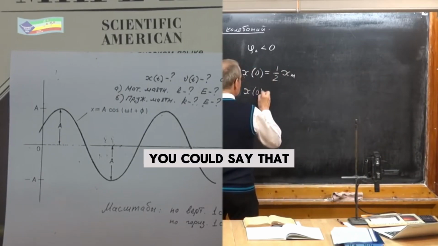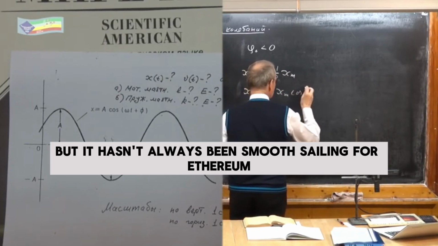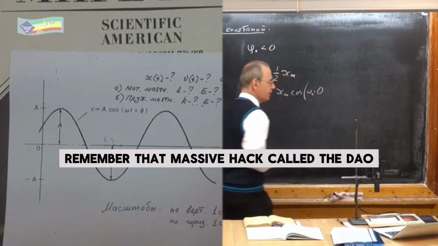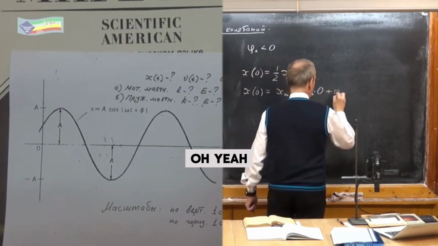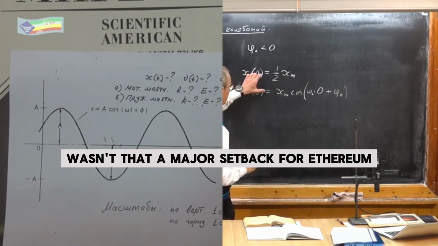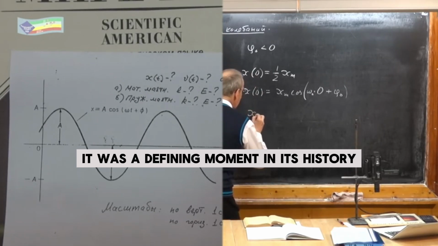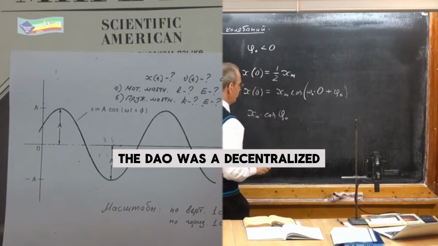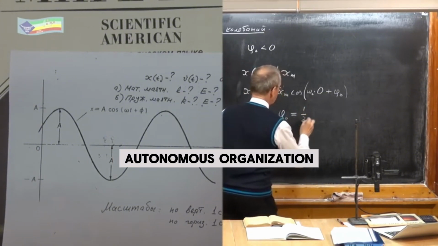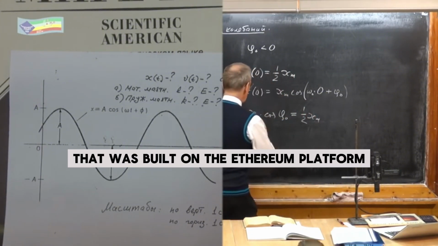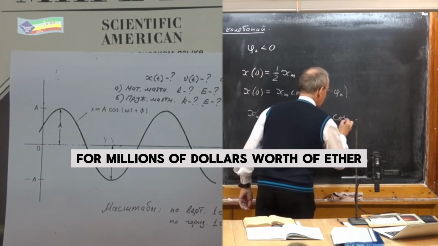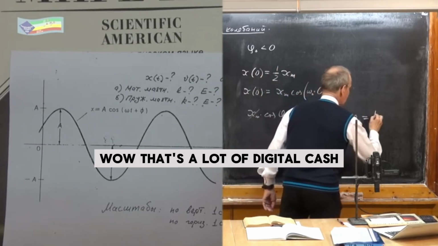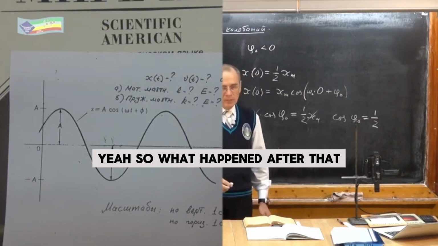You could say that, but it hasn't always been smooth sailing for Ethereum. Remember that massive hack called the DAO? Oh, yeah, I remember hearing about that. Wasn't that a major setback for Ethereum? It was a defining moment in its history. The DAO was a decentralized autonomous organization that was built on the Ethereum platform, and it got hacked for millions of dollars worth of Ether. Wow, that's a lot of digital cash. Yeah. So what happened after that?